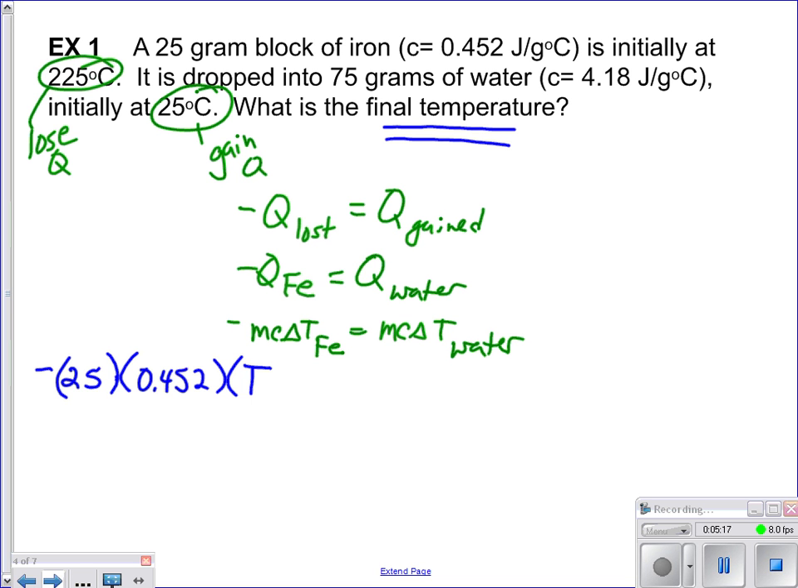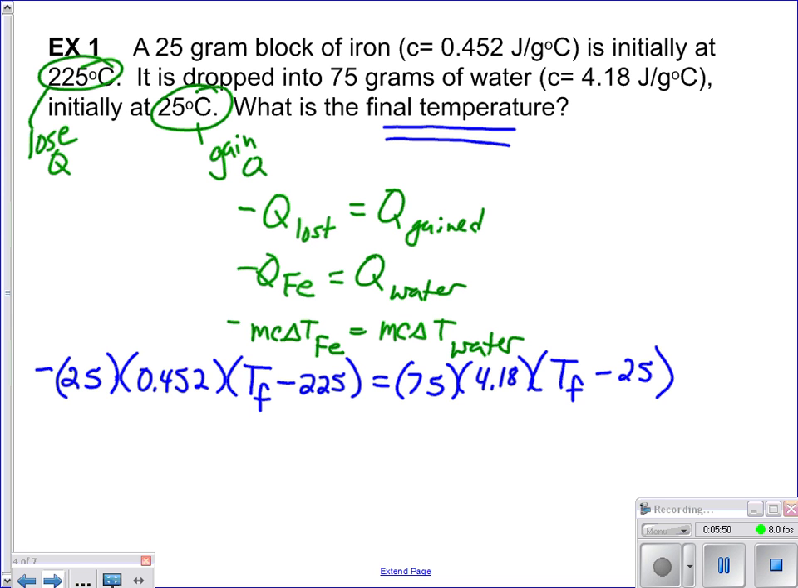So these are probably the worst of the math problems because you've got a subtraction in there as well. Remember, your change in temperature is your final minus initial. So we set it up like this, and that's going to be equal to the same formula for our water. So our mass of our water is 75 grams times our specific heat of water, 4.18 joules per gram degree Celsius. And then again, we're looking for our final temperature for our water. So it's final minus initial, and our initial is 25 degrees Celsius. So all we have to do is solve for TF in this case.